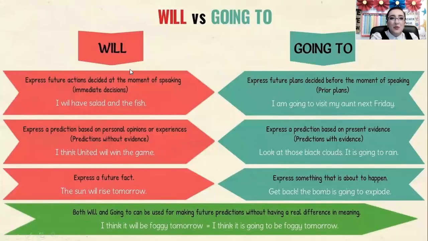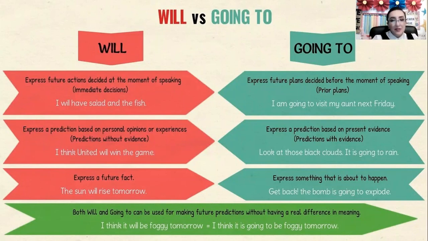In few words, will is going to express future actions that are decided in the moment that you are speaking, immediate decisions. On the other hand, you are going to be using going to in order to express future plans that have been decided before the moment of speaking. I mean prior plans. I will have salad and the fish in a restaurant. Oh, you are deciding in this moment and you are saying in this moment.